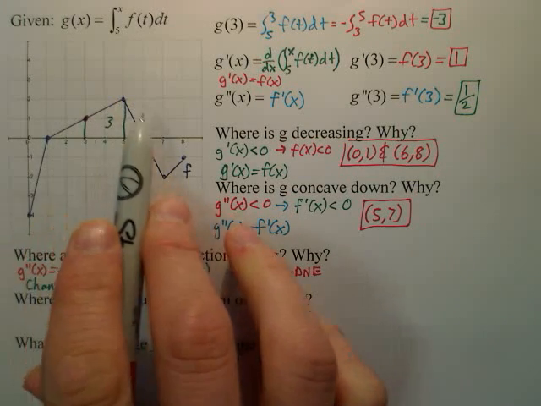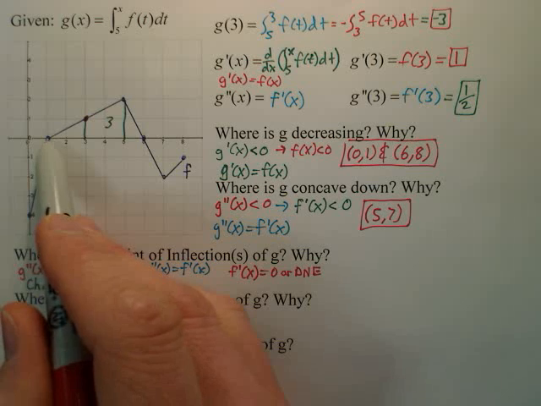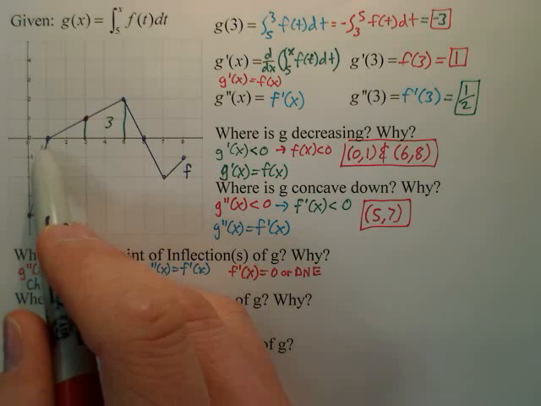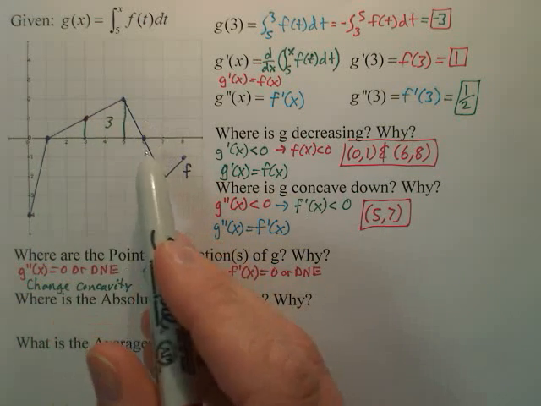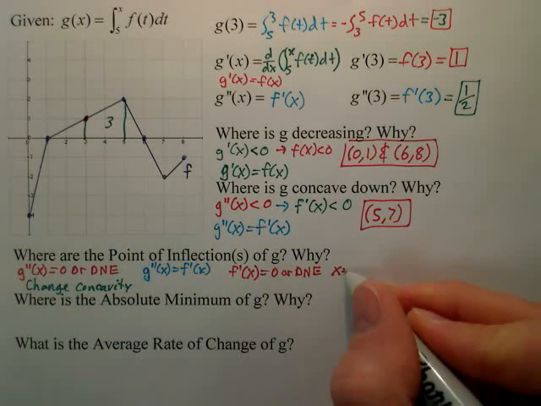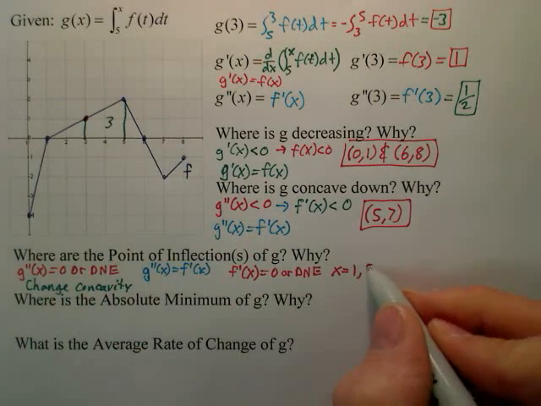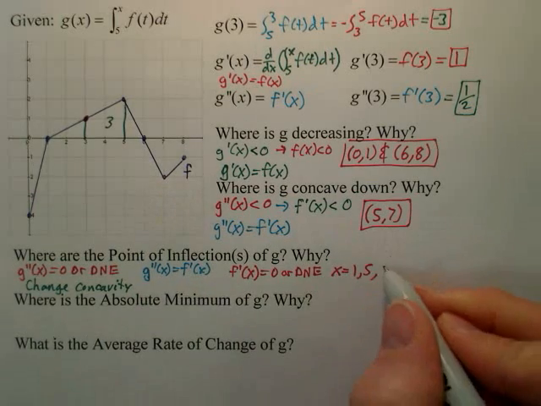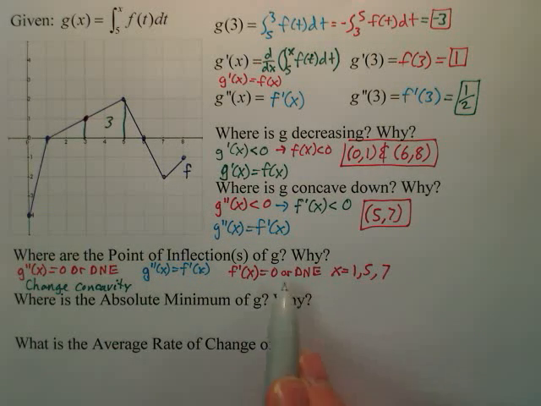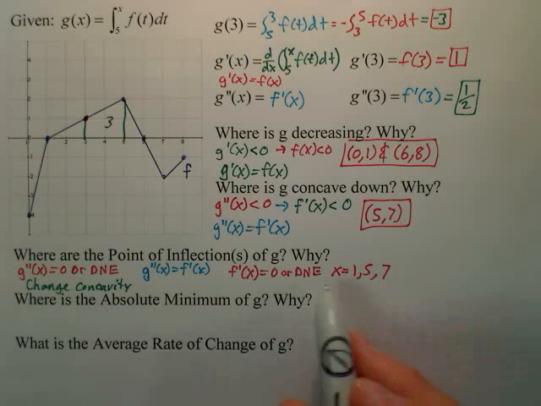So when I look at this graph right here, f, where are my slopes 0 or do not exist? What I notice is, oh, right there my slope does not exist, because at jagged points you don't have slopes. So at that point you don't have a slope, and right here you don't have a slope. So where is this? It would be when x equals 1, x equals 5, and x equals 7. Those are my values where the slope does not exist. Now, does that mean it is a point of inflection? No, because I have to check that concavity changes.